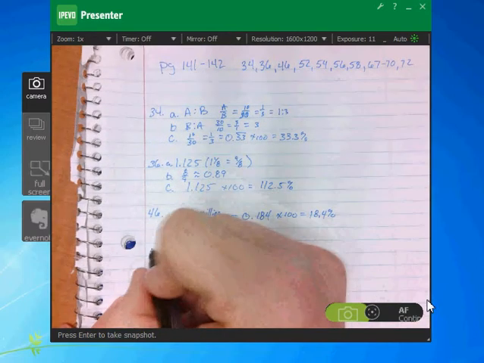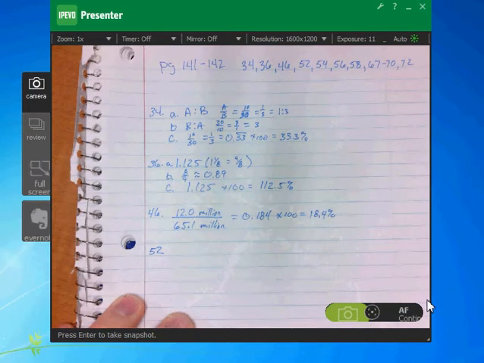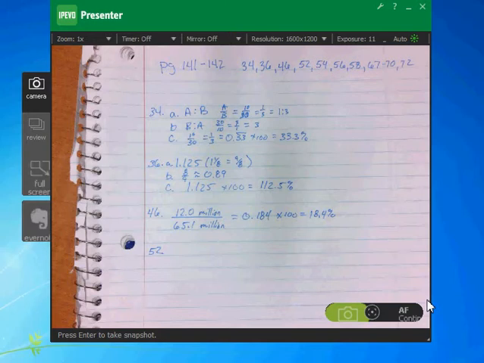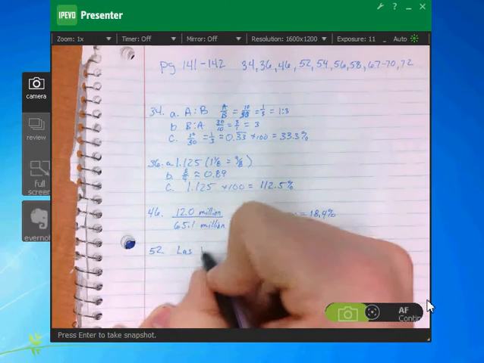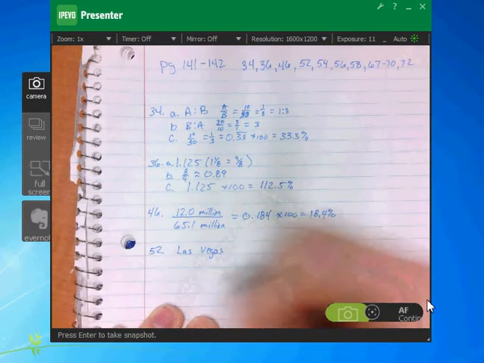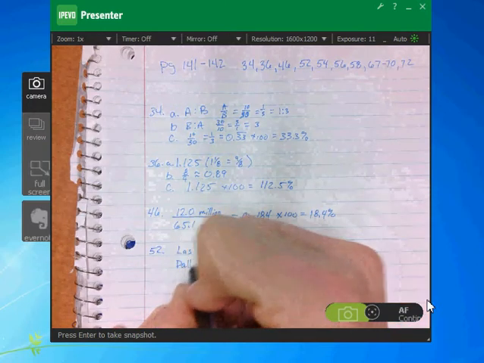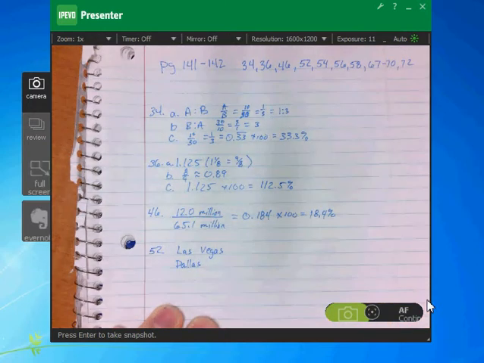Okay, 52. This is another one that was presented in our notes, talking about comparing two different ratios to see absolute change and relative change in terms of percent. So we're looking at two different cities here, Las Vegas and Dallas. I'm just going to put them right next to each other, that way we can compare them easier.